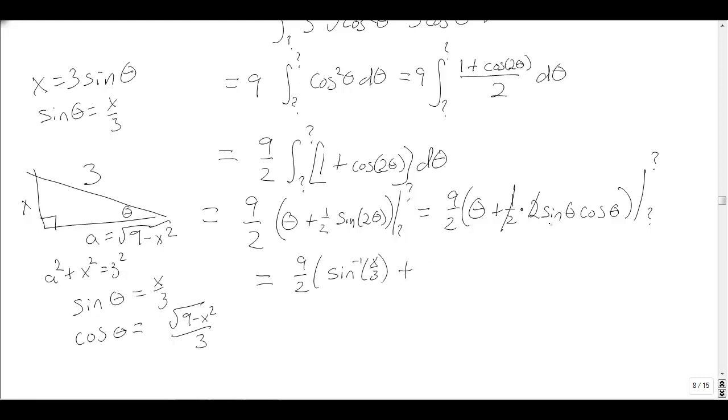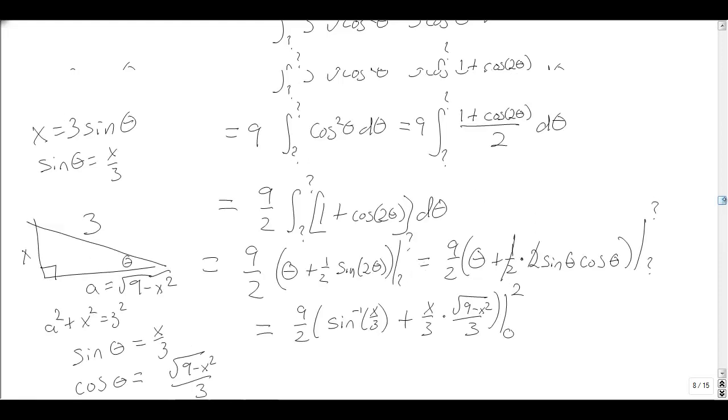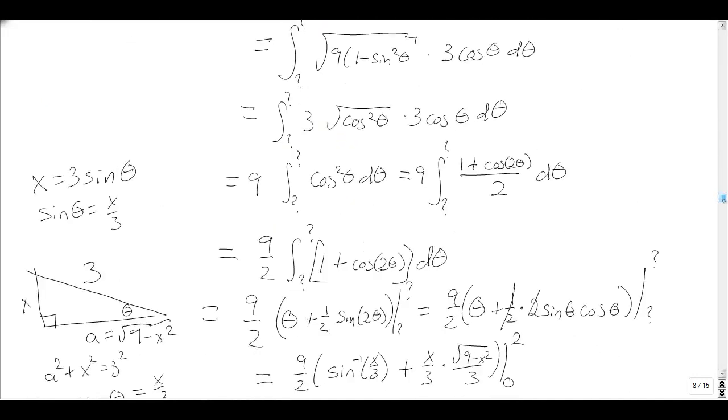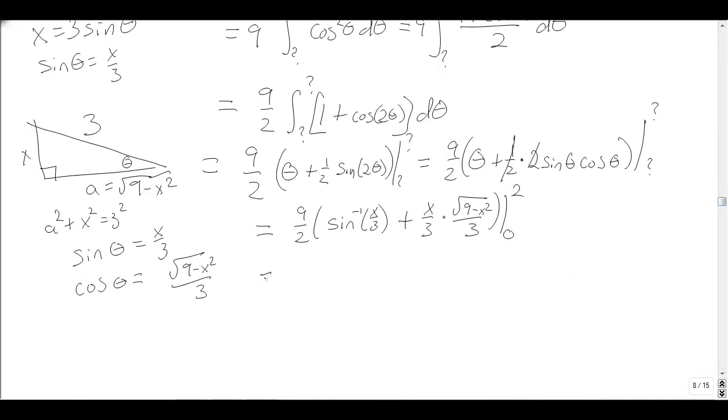Plus, the rest of this: sine theta is x over 3, and cos theta is square root of 9 minus x squared, over 3. We're evaluating, and these were unknown theta values, or we could have figured them out, but really x goes from 0 to 2, because our original bounds had x going between 0 and 2. So now we just plug these in to evaluate.